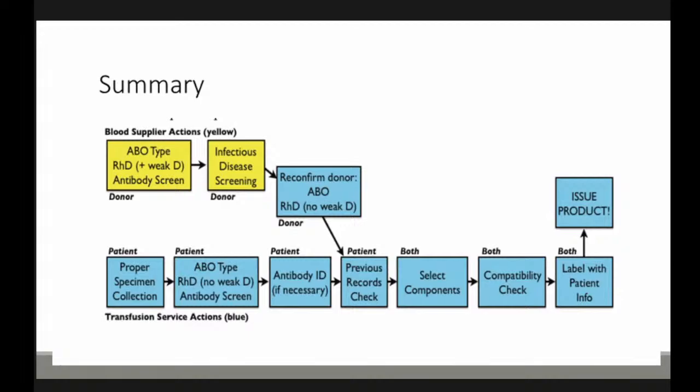So this is basically a summary of our blood bank workflow. For the donor, we do our ABO grouping. If it is RH negative, we do a weak D. We also do antibody screening along with the infectious disease screening. The donor is reconfirmed, the ABO is reconfirmed, and then the unit is sent over to the transfusion medicine service.